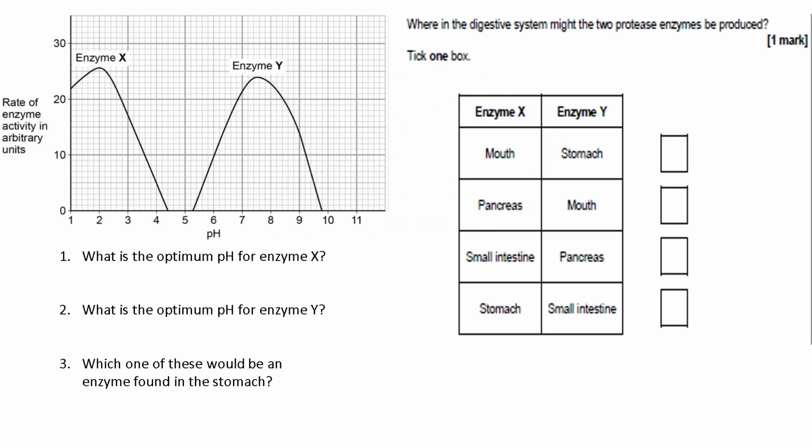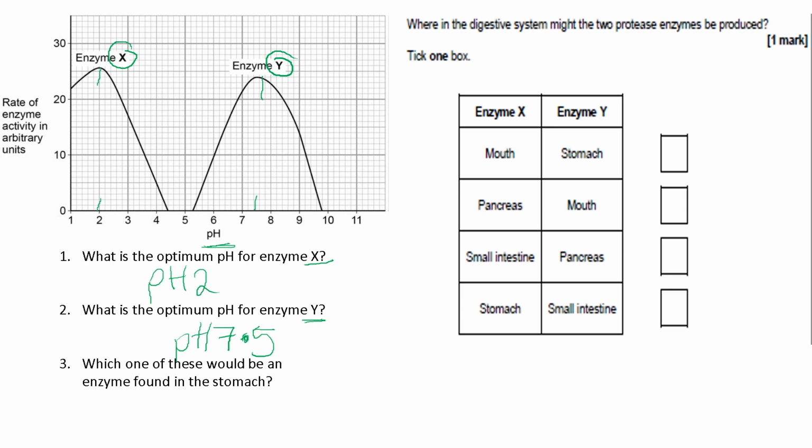Now, if we have a look at our next question here, we're going to be looking first of all at the graph with enzyme X and enzyme Y. And the first question is, what's the optimum pH for enzyme X? So the pH is on the x-axis, the rate of enzyme activity is on the y-axis, so we need to extrapolate our graphs downwards to work out the pH. So for enzyme X, we find out where the highest point is, and you would draw a line downwards, and that would come to pH 2. We would then, for the second question, do the same for enzyme Y. You would get your ruler and draw a line downwards, and it would be halfway between pH 7 and 8, which gives us a pH of 7.5 for the optimum pH.